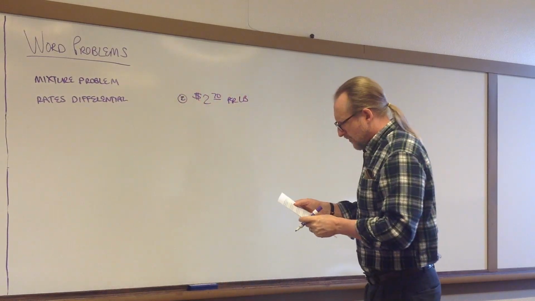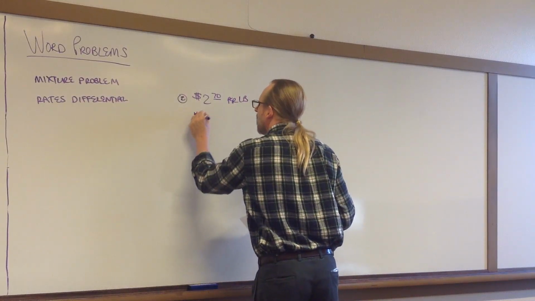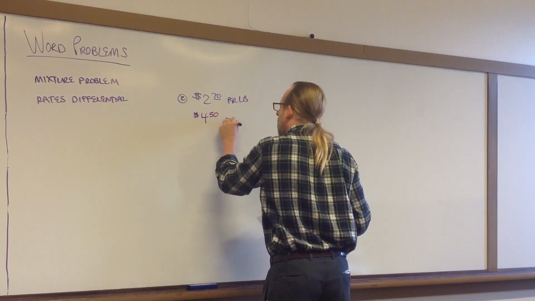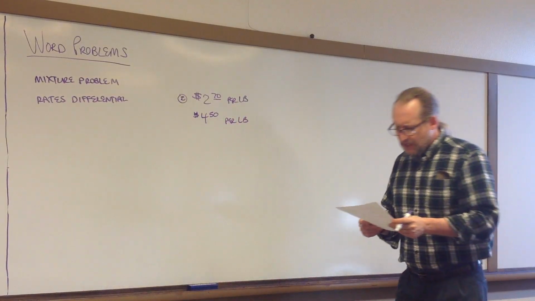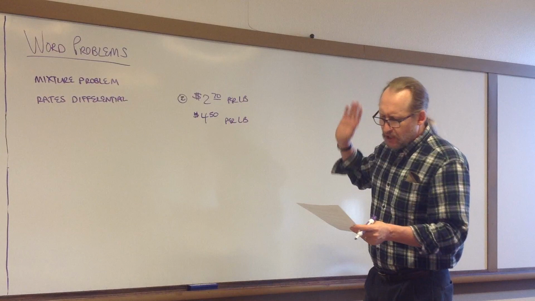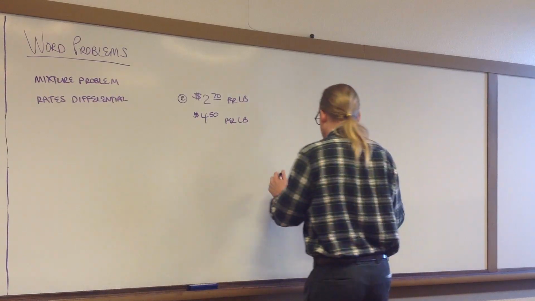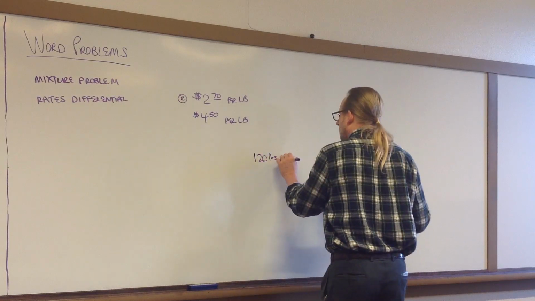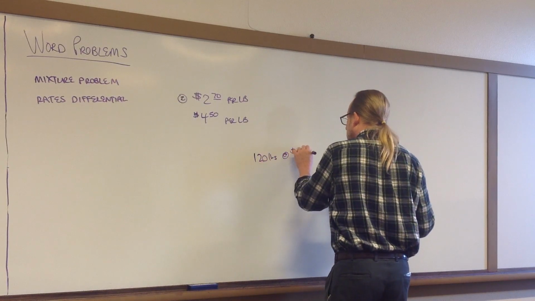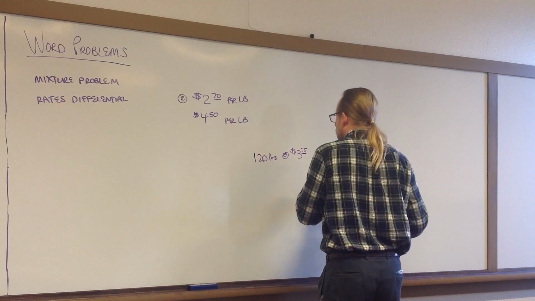Okay, and cookies worth $4.50 a pound. How many pounds of each kind should the manager use in order to have 100 pounds of cookies to sell at $3.75 per pound?